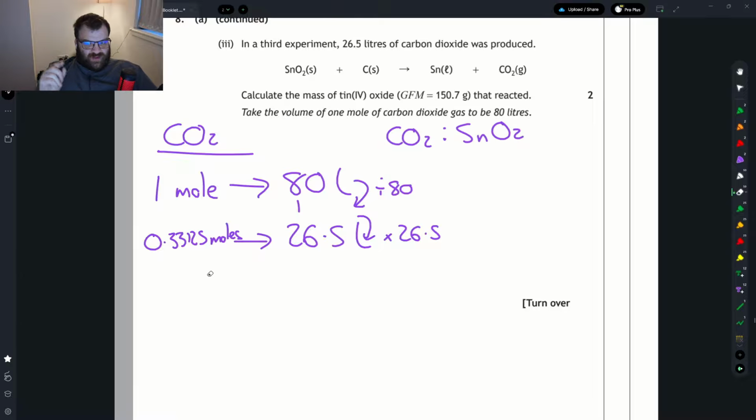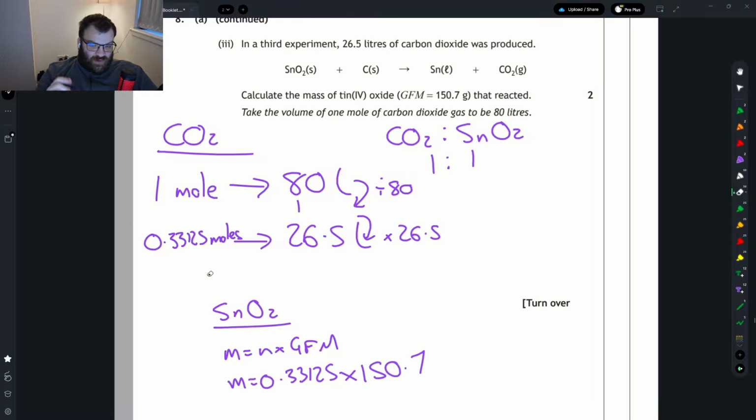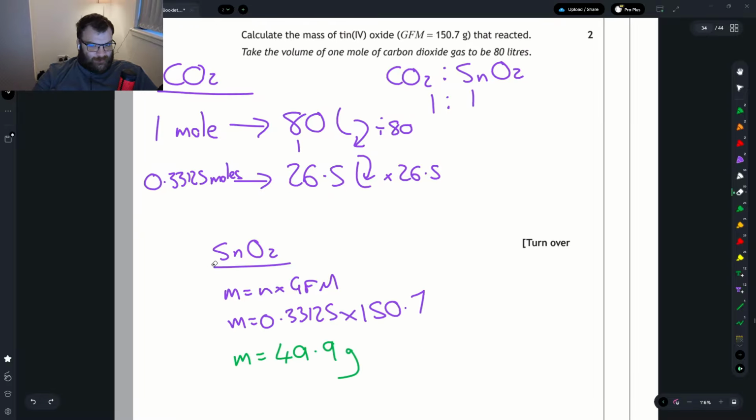The ratio from carbon dioxide to tin oxide is 1-to-1. That means the same number of moles of the SnO2. m equals n times GFM. m will equal our number of moles times 150.7, like the question says. And it gives us a mass of 49.9 grams as our final answer.